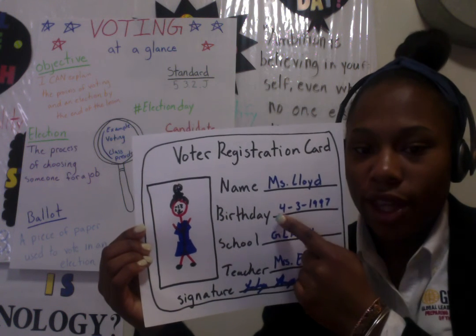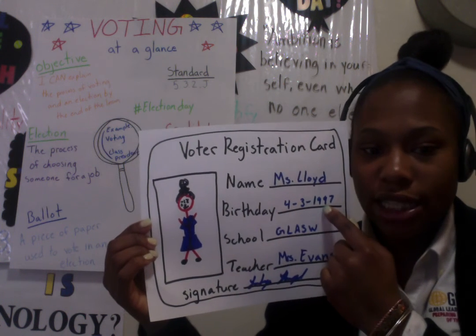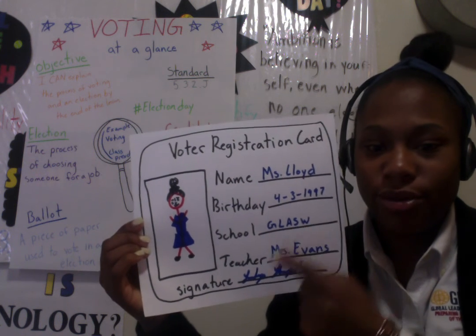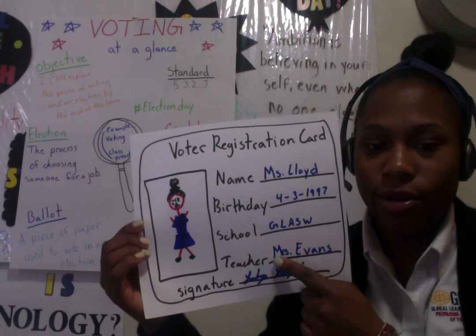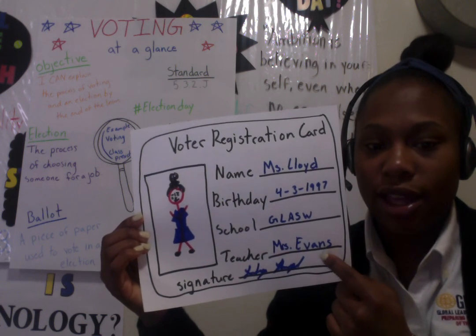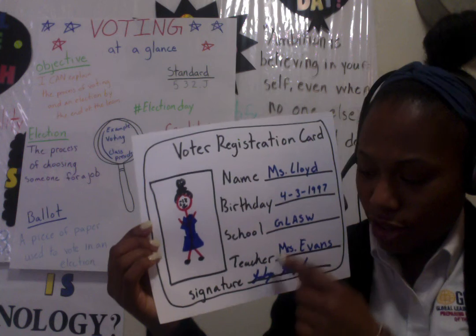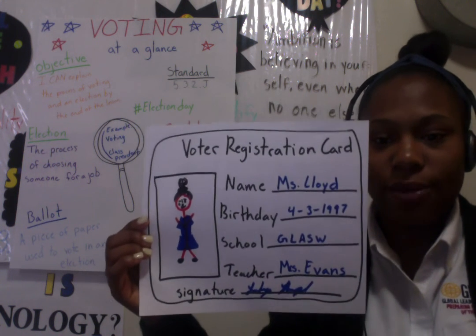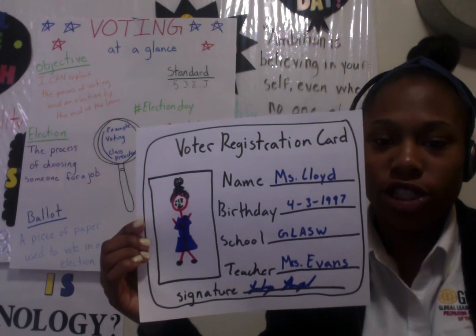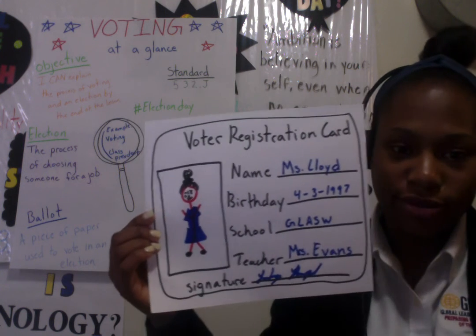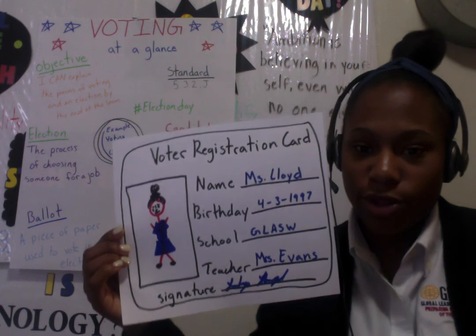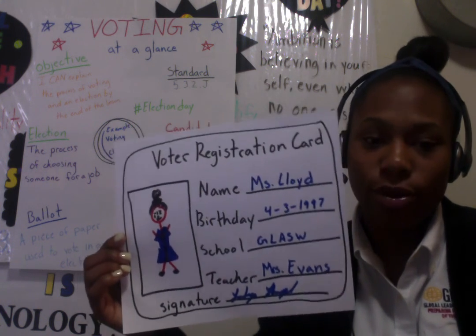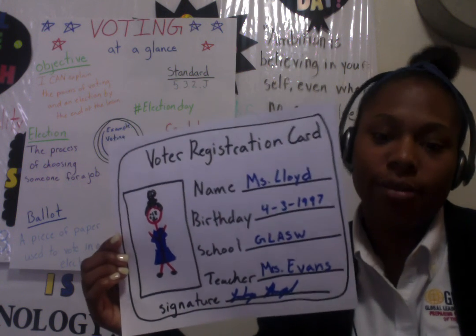So mine says Miss Lloyd. It says my birthday, which is April 3rd, 1997. The school is GLASW. And my teacher or my boss, Mrs. Evans. And down here I have my signature, my first name, and my last name. So one of your assignments is to create a voter's registration card, and sometimes it has a picture. So I want you to also create a voter's registration card just like this. Take a picture and upload that picture to your assignment.